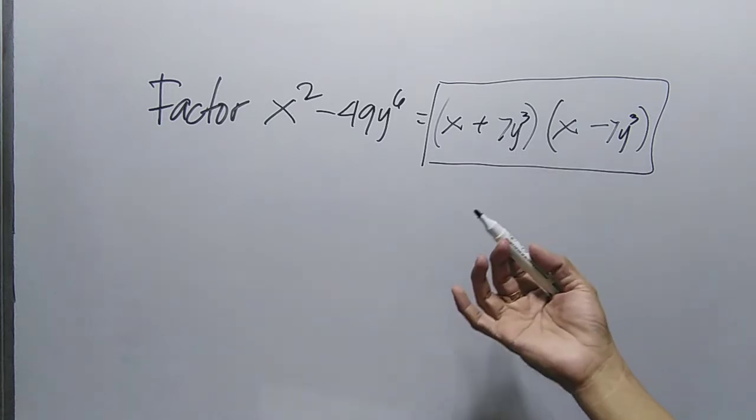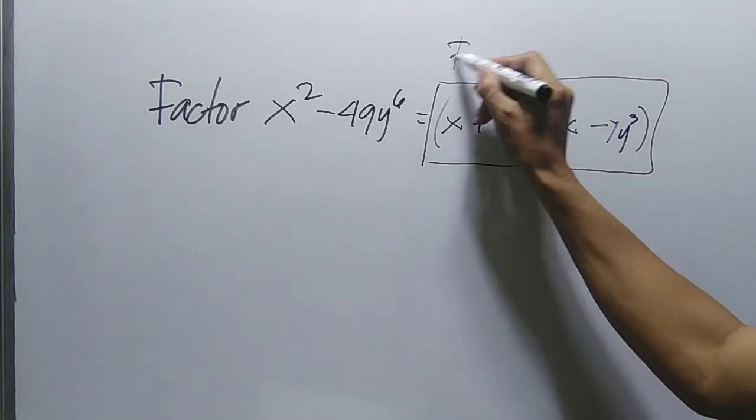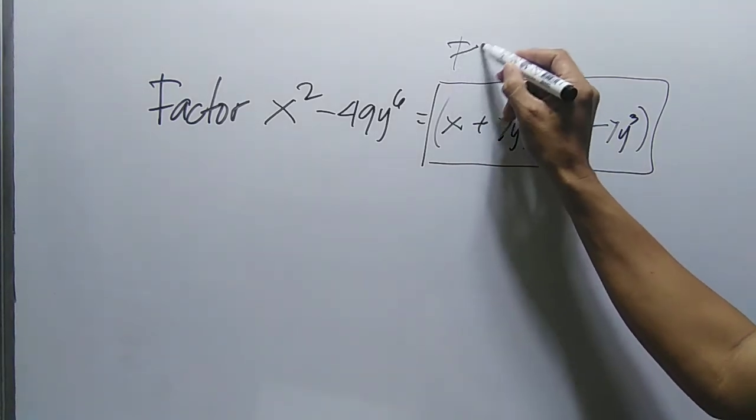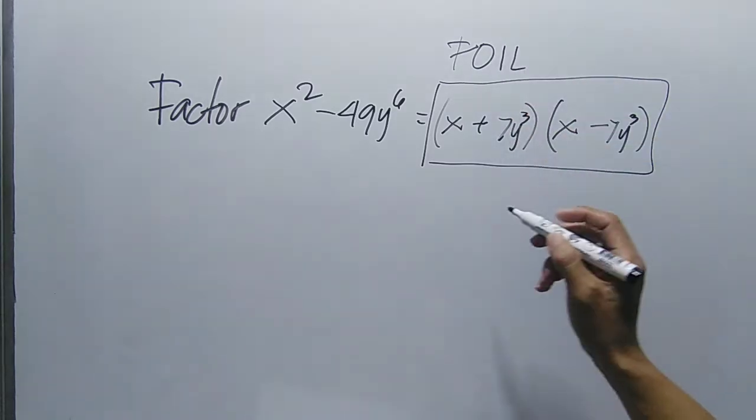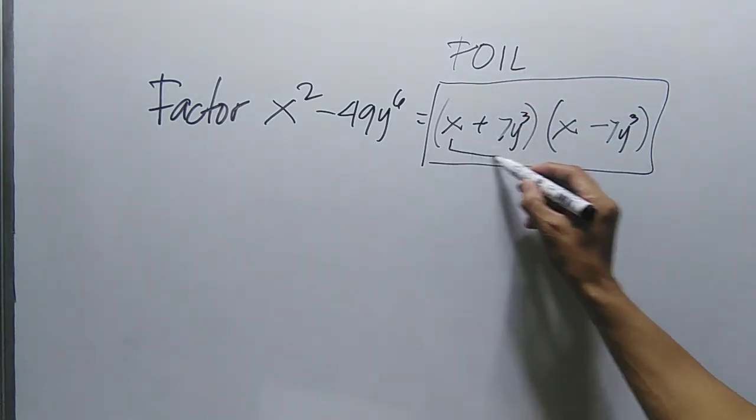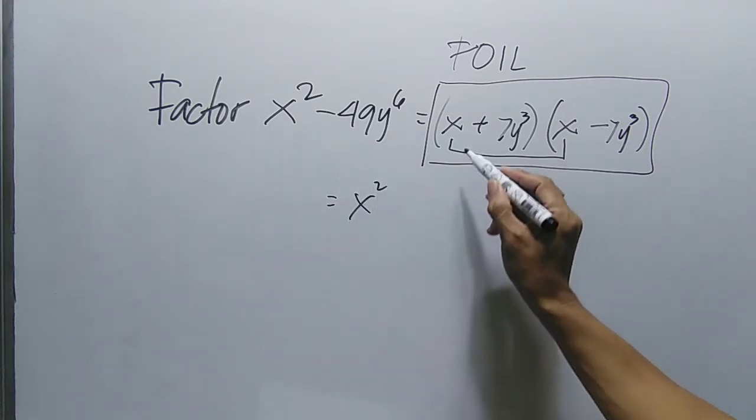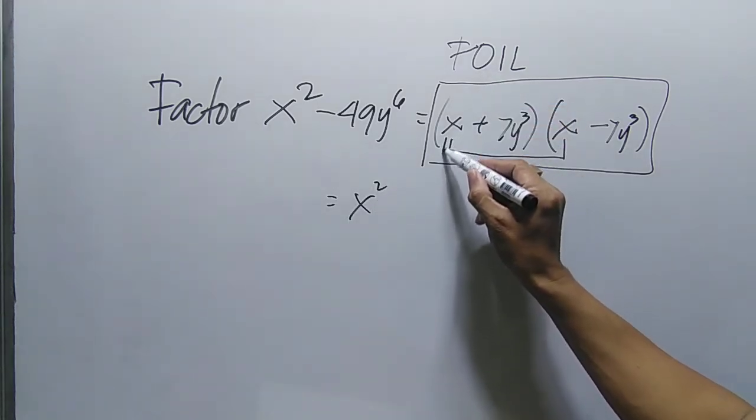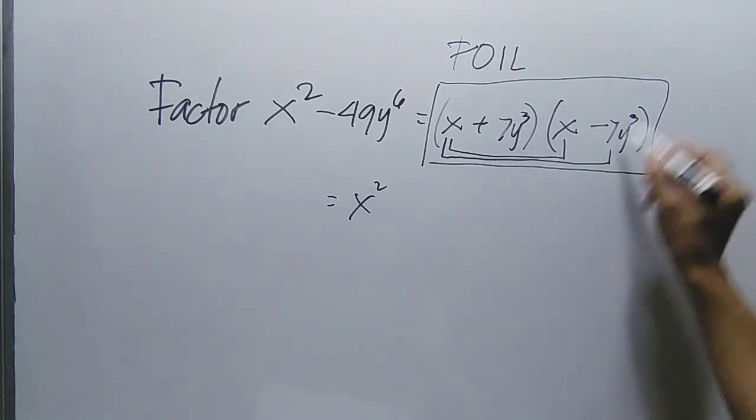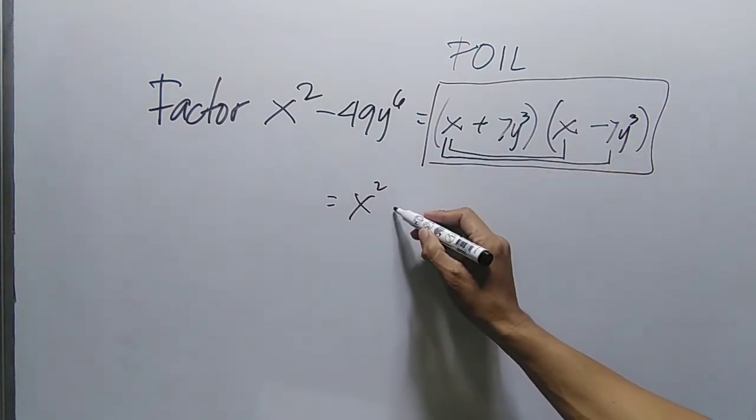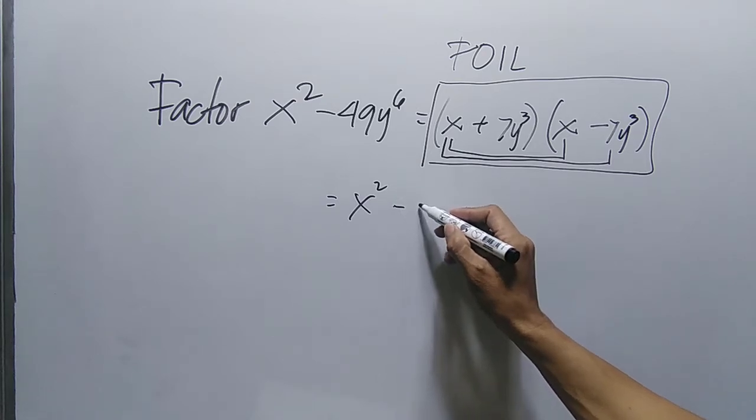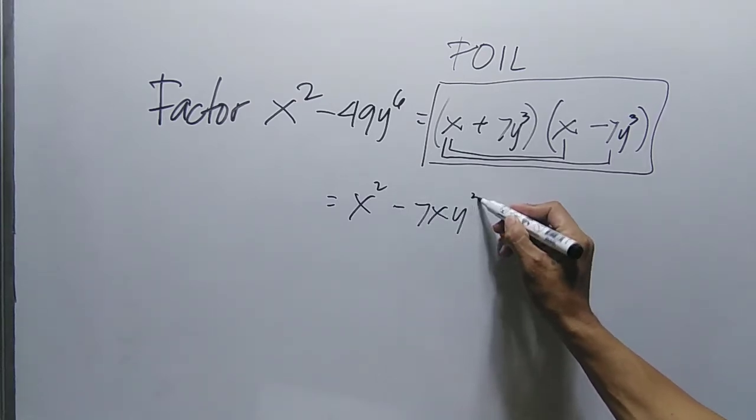So now we will check using the FOIL method. I-check natin yan. First, outer, inner, and last term. So first muna tayo, si x times x, that is equal to x squared. Diba? Then outer, x times negative 7y cubed equals negative 7xy cubed.